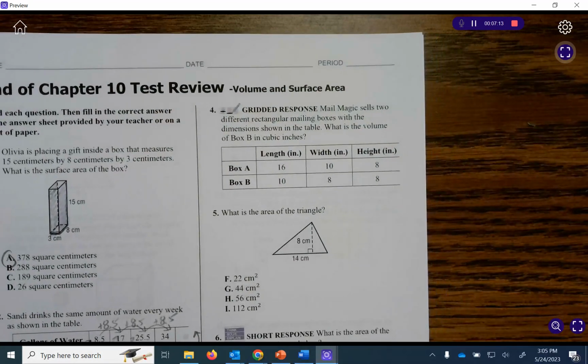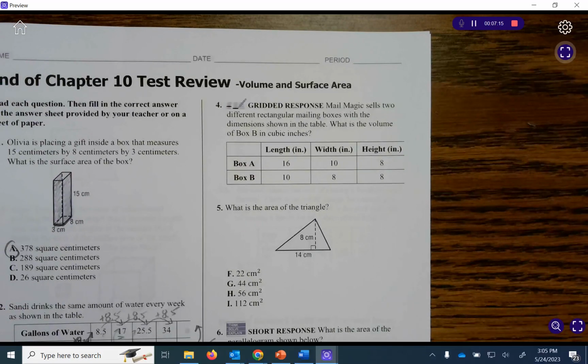Question number 4. Nail Magic sells 2 different rectangular mailing boxes with the dimensions shown in the table. What is the volume of box B in cubic inches?